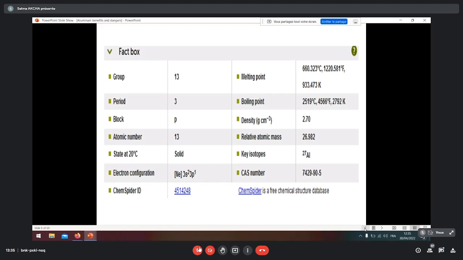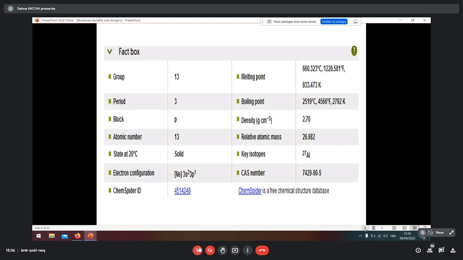This number is used to see the structure or the formula of any compound on Chem Spider. You can try. Melting point, boiling point, we will see what it is. The density. What is the density? We will see it later, inshallah. The relative atomic mass. This is the atomic mass that we've been talking about. Key isotopes. We have been talking about the isotopes. In the case of aluminium, we have only one species, a single species, no other isotopes.